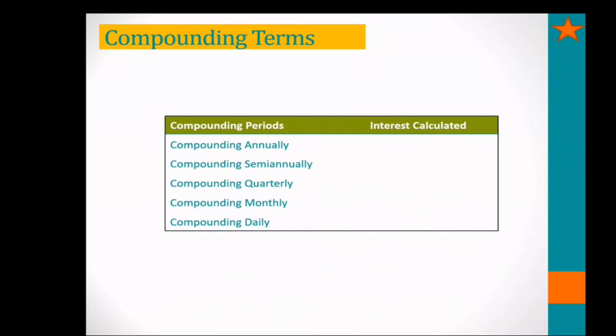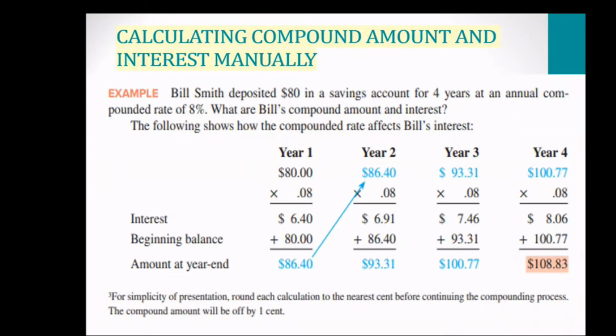Compound terms: as I said before, compound periods could be compounded annually, once a year, or compounded semi-annually, 2 times a year, every 6 months, or compounded quarterly, 4 times a year, or monthly, 12 times a year, or compounding daily. Still I'm thinking with the mentality of simple interest. How to calculate compound interest using simple interest, or what we call calculated manually.